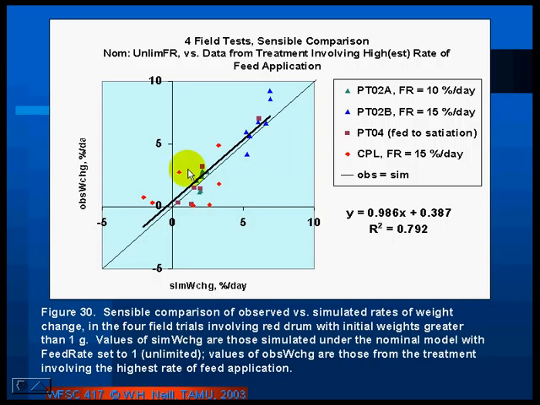And the R-square for all of these treatments from these 4 trials is up around 80.8. So we're explaining about 80% of the variance in percent change in weight over time, which we think is a pretty good accomplishment. I don't think there's any other model that can accommodate environmental variation like have gone into these simulations and do as good a job of predicting performance of fish.